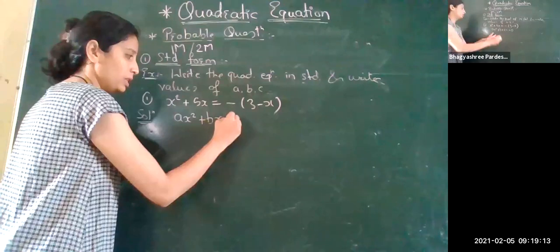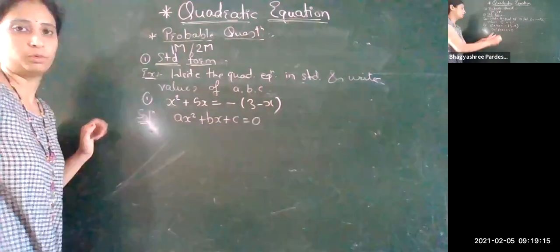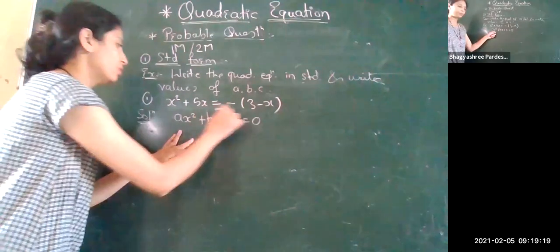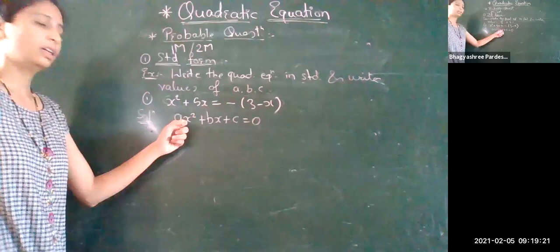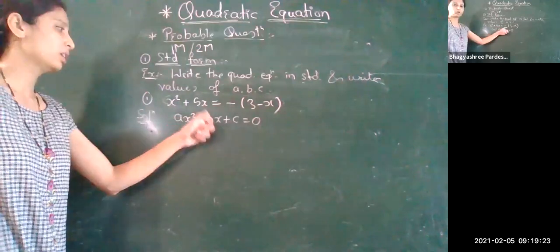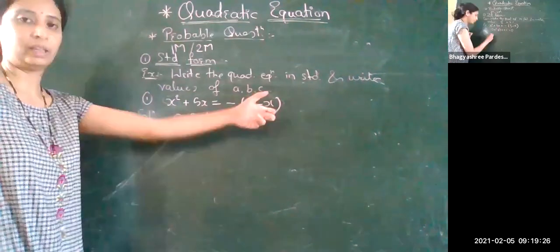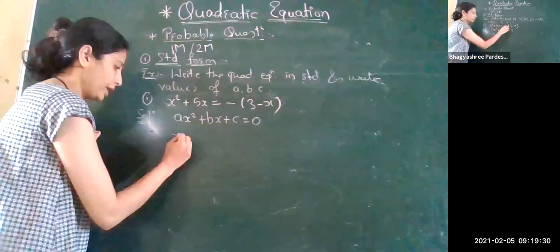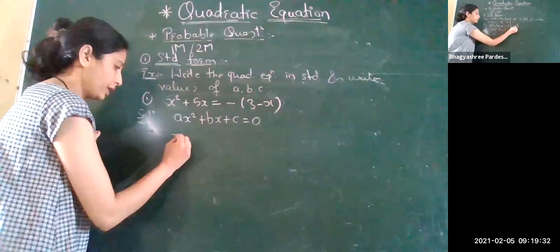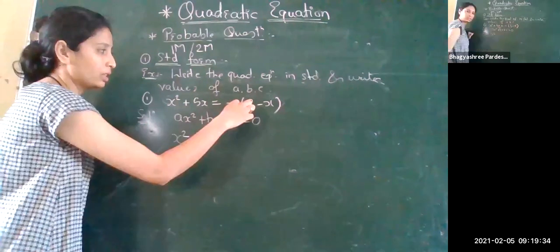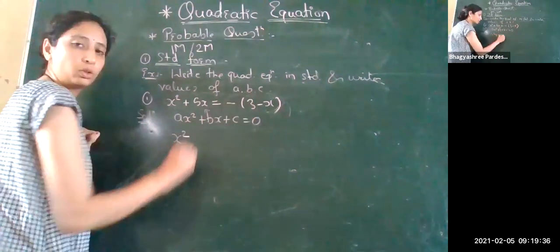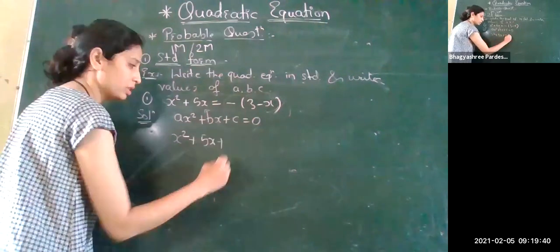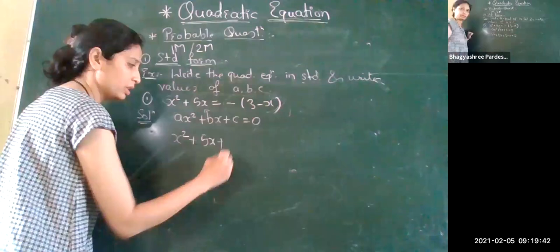So what we have to do? Convert this equation in this form. Means firstly the term of the square, next the x term, and finally the constant, and then it's equals to 0. So this one, this x square, right? Then is 5x. This term is extra here. So let's transfer it to this side. So x square plus 5x. This is minus. So when it comes, it is plus 3 minus x is equals to 0.